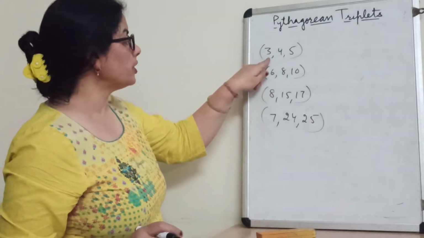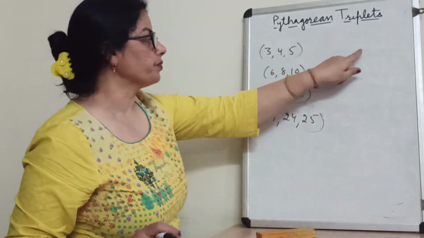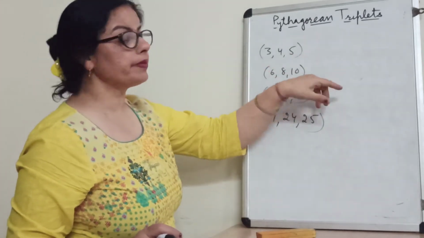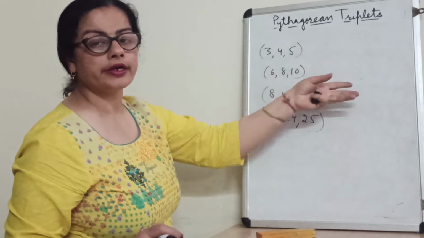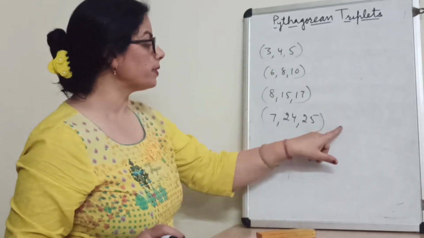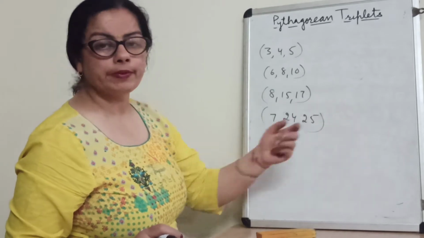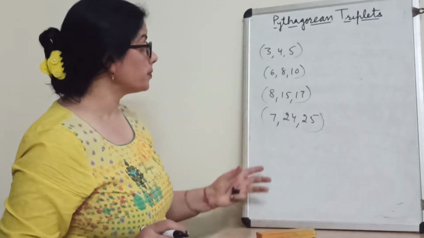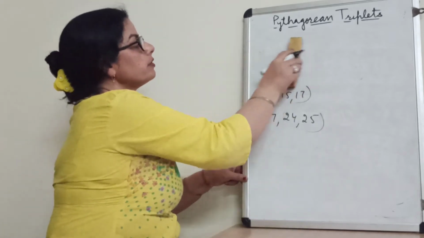If you multiply every number by 2, then that will be a Pythagorean triplet. If you multiply every number by 3, by 10, by 100, that will also be a Pythagorean triplet. Here also, if you multiply by 2, it will be a Pythagorean triplet. So like this, there are so many Pythagorean triplets we can make ourselves.